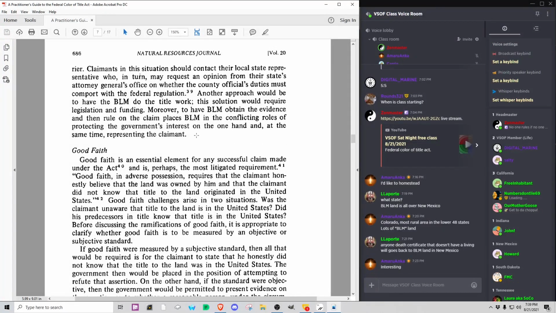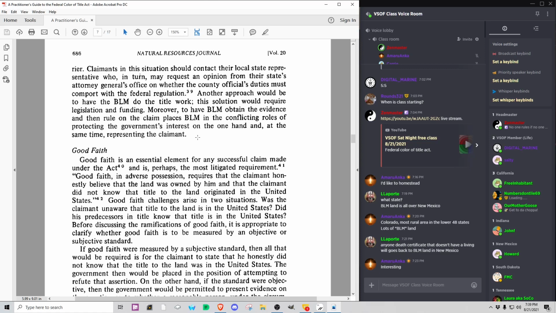Claimants in this situation would contact their local state representative, who in turn may request an opinion from their state's attorney general office on whether the county official's duties must comport with the federal regulation. Well, yeah. Another approach would be to have the BLM do the title work. This solution would require legislation and funding.